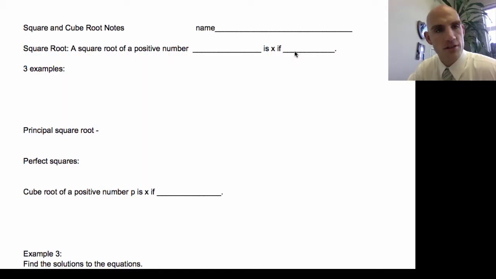Back. Today we're going to talk about square and cube roots. First of all, let's talk about square roots. You may have seen these before, but square roots have to do with multiplication of a number where we're multiplying the same number by itself. So in math terms, it says the square root of a positive number p. Some number p could be 8, could be 16, could be 9, could be anything. So the square root of a number p is x if x squared equals p.